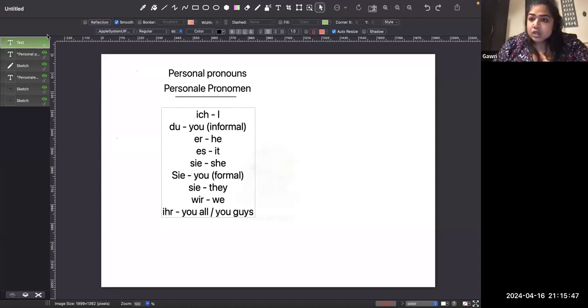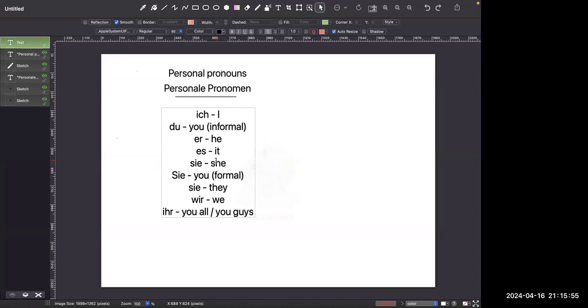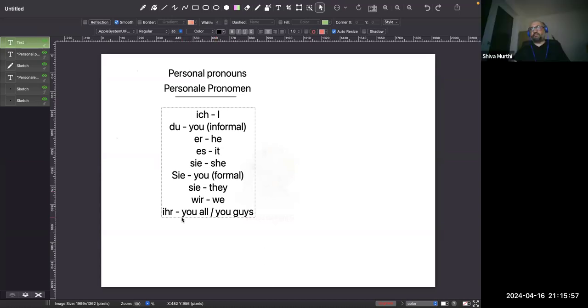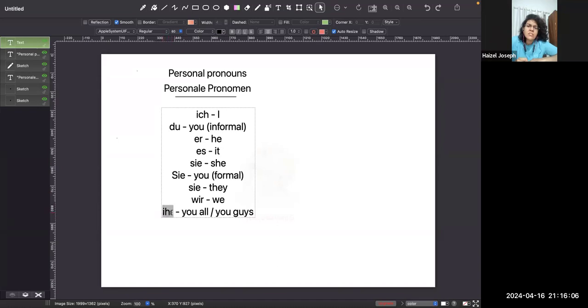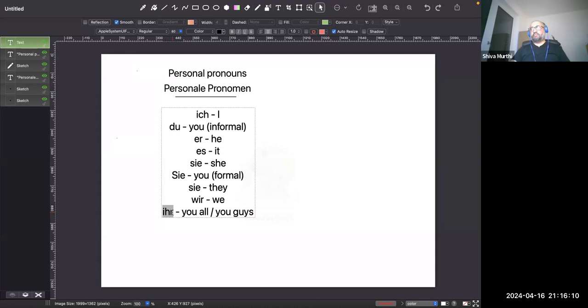Okay. So these are the personal pronouns in German. Anything strange that you have noticed here? Anything strange? Yeah, IHR. Hazel, what is strange about IHR? How is it pronounced? Okay. So IHR is pronounced as ear.